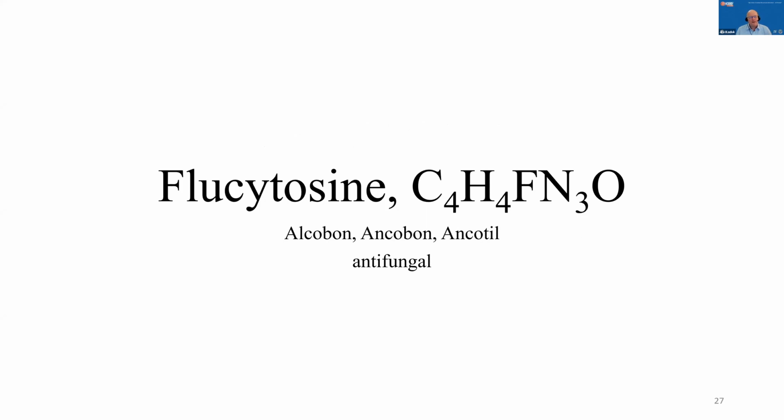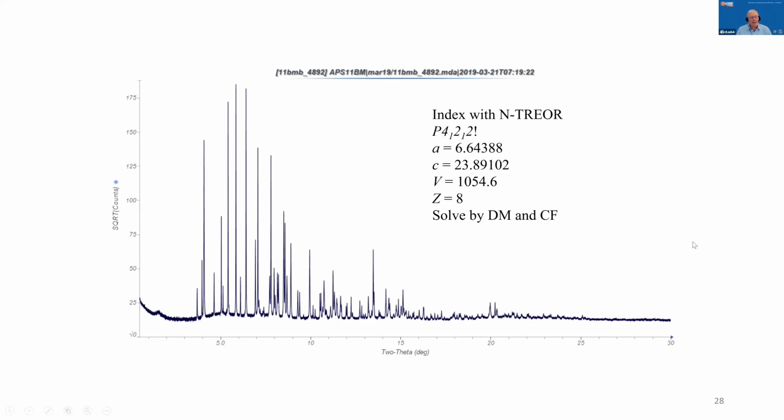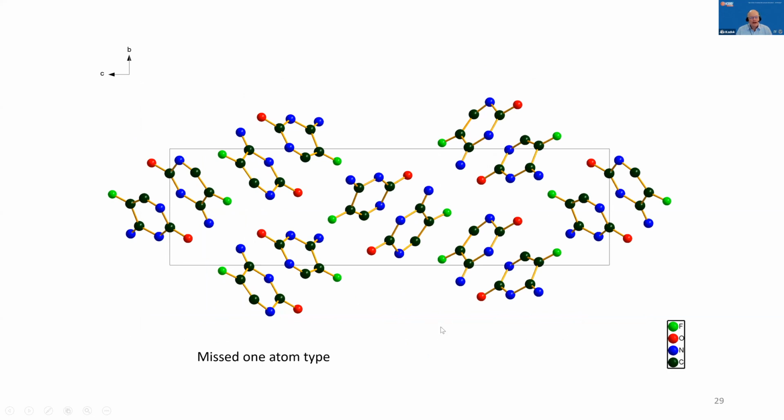So here's one example, flucytosine, a simple antifungal pharmaceutical. So this is synchrotron data from 11-BM at Argonne, indexed it with the N-TREOR program that's incorporated into the Expo program. And it is tetragonal, strangely enough. That was a little surprise for a pharmaceutical, but it solves easily by direct methods and charge flipping. And there it is. Again, the program misassigned one atom type, but knowing what the molecule is, it's easy to correct that before you do a refinement.